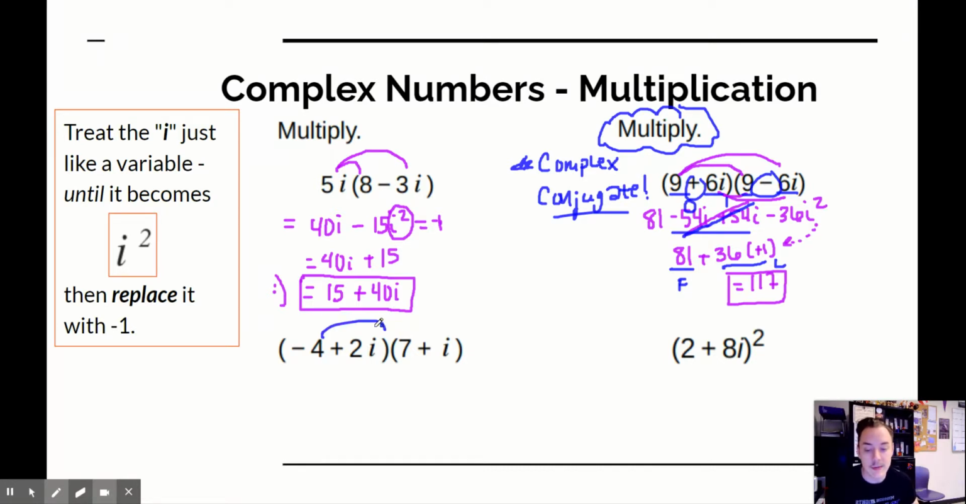So this is the exact same thing. I'm going to FOIL. So negative 4 times 7 is negative 28. Negative 4 times i is negative 4i. Negative, positive 2i times 7. That sounded weird. Negative 2i times 7 is negative nothing. Wow, holy junk.